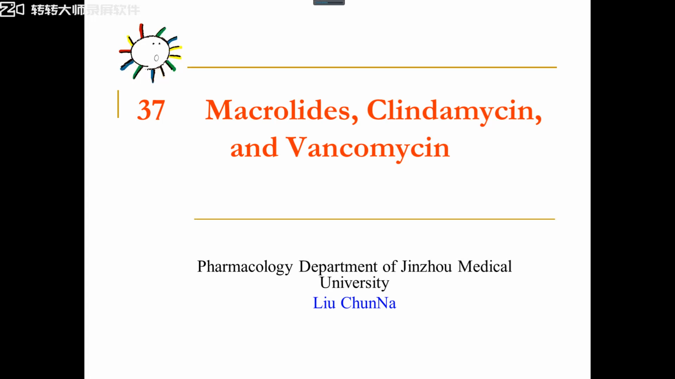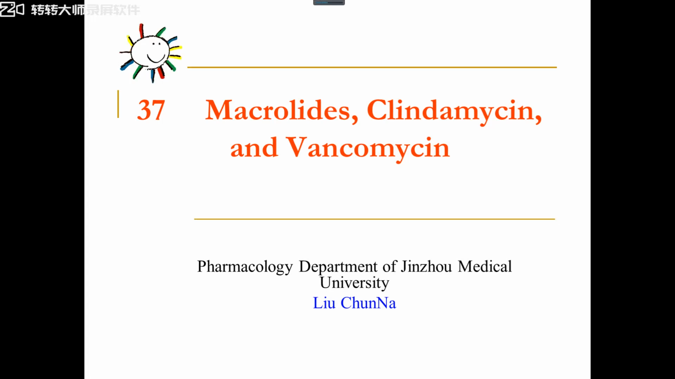The second kind, cephalosporins, is divided into 4 generations. The first generation cephalosporins mainly kill gram-positive bacteria, so clinically they are used to treat gram-positive infections. The second generation cephalosporins mainly kill both gram-positive and gram-negative bacteria, so in clinic they are used to treat mixed infections.